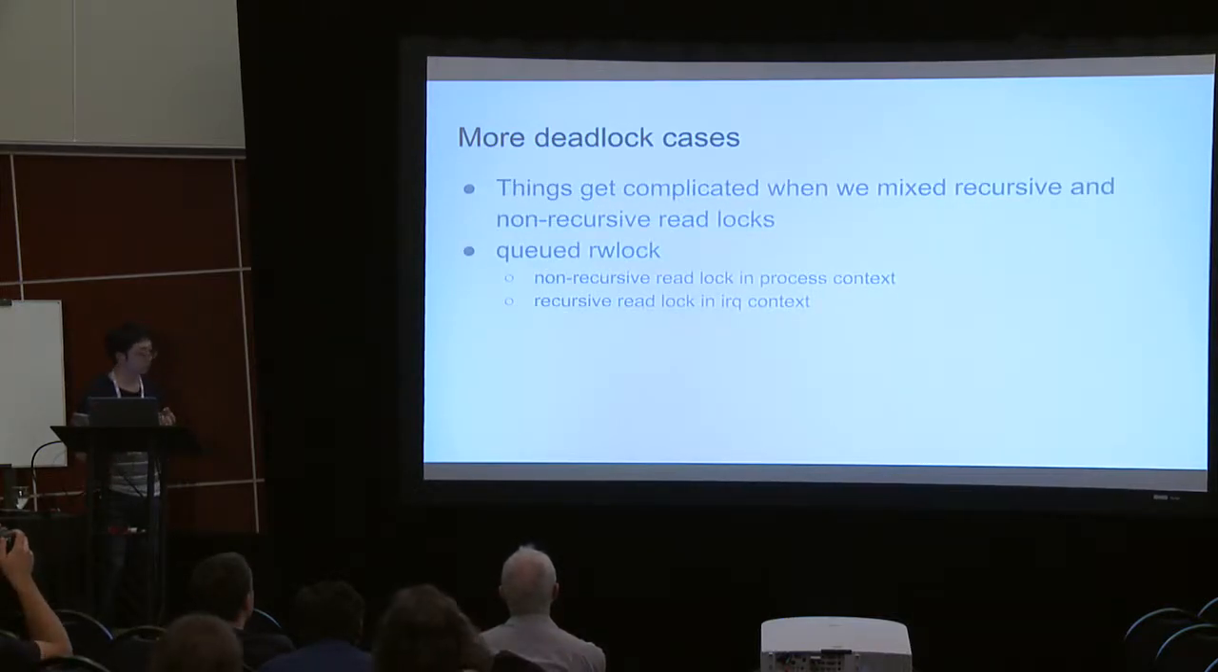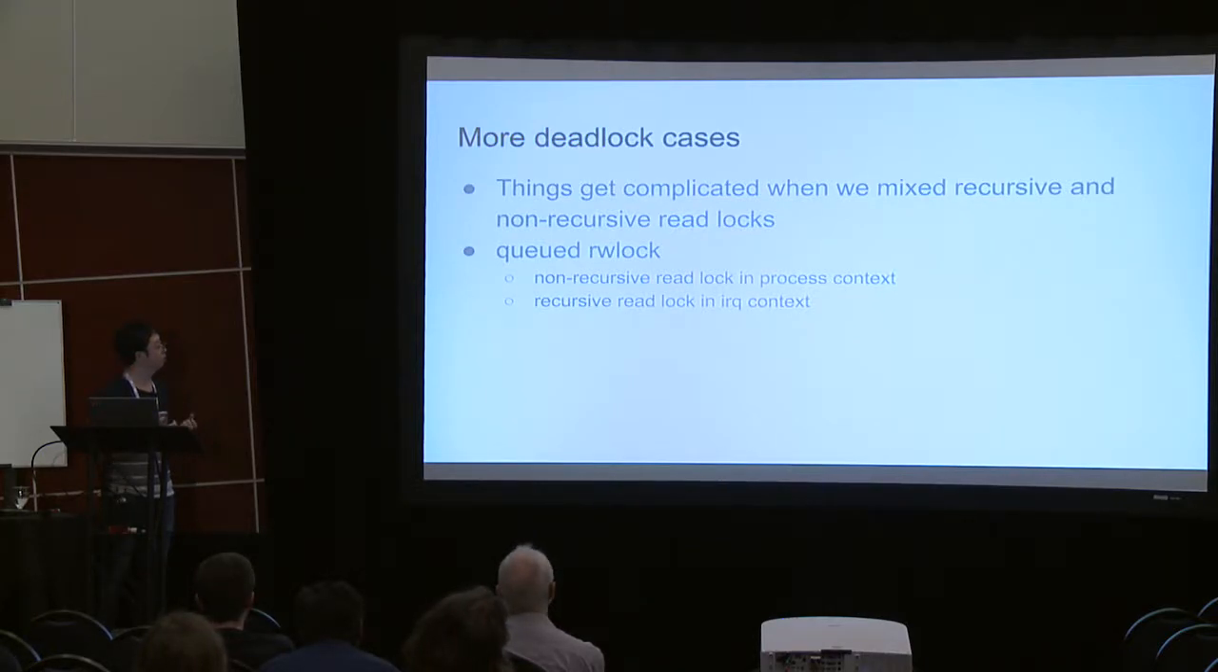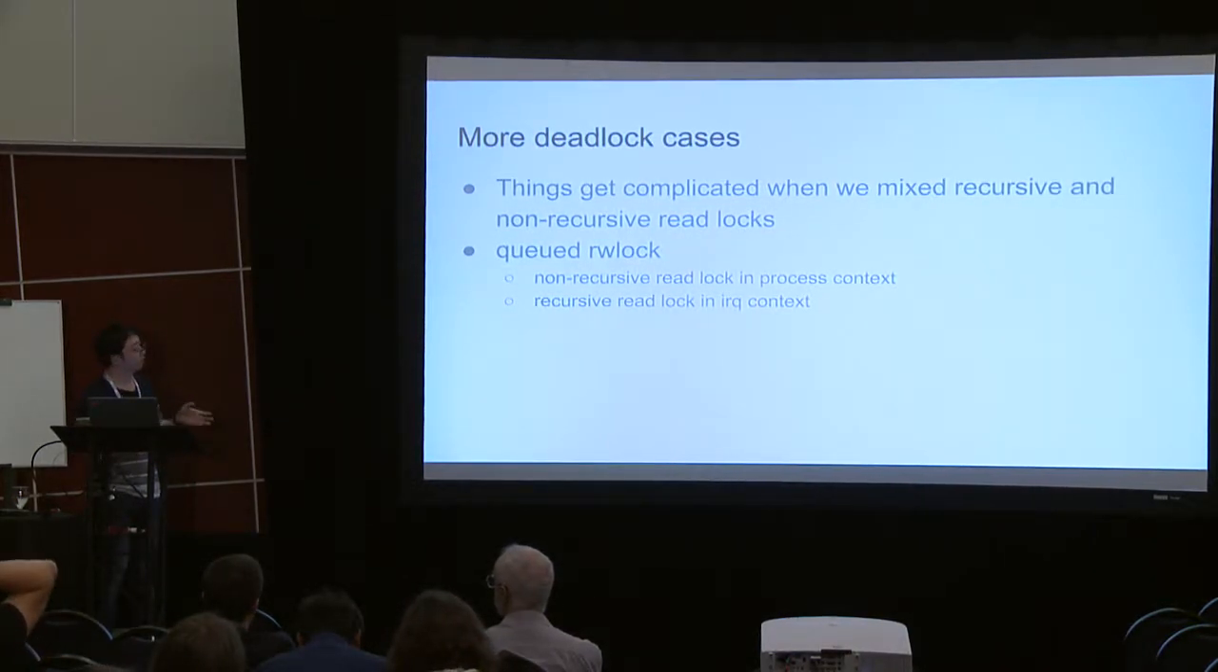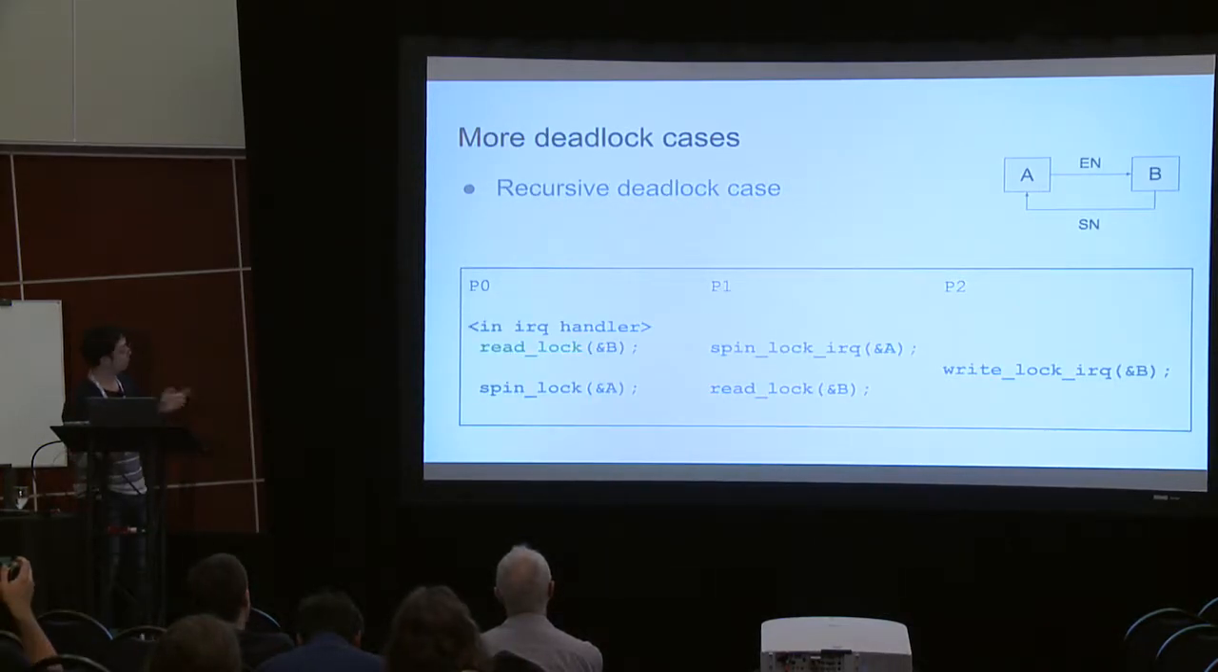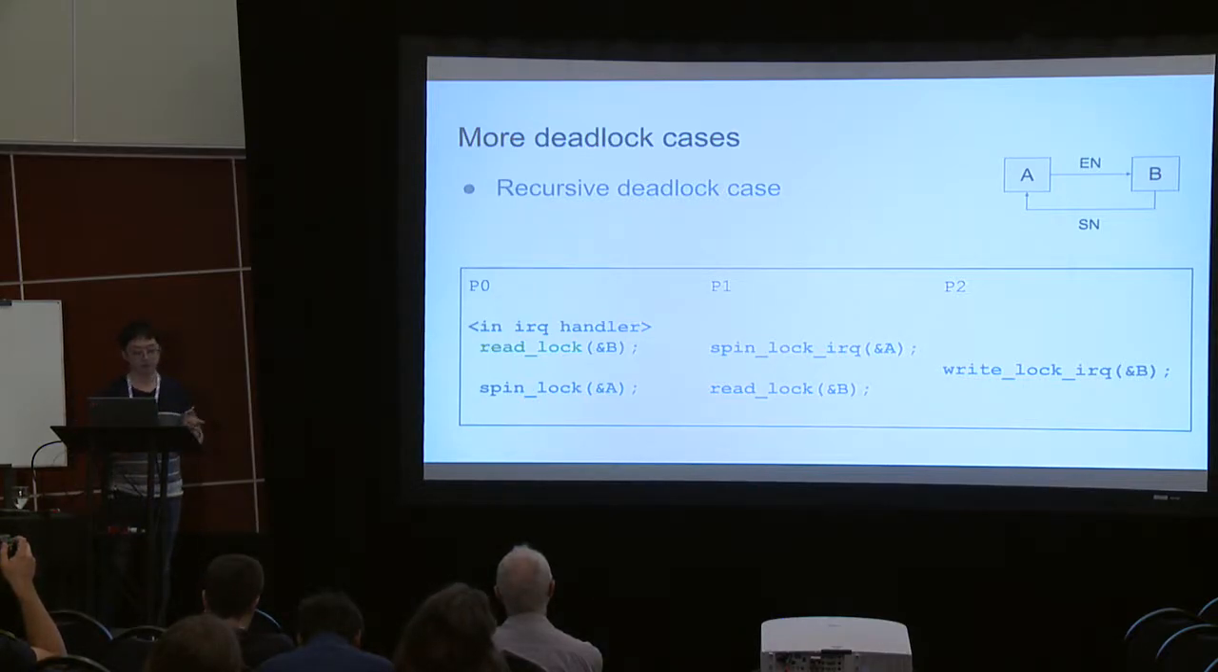And things maybe get more complicated, because in the kernel our queued read-write lock is not pure; it's neither a pure non-recursive read-lock nor a recursive read-lock. It's a non-recursive read-lock in the process context, but it's a recursive read-lock in the interrupt context. So things got interesting. There is a case for what I mean.